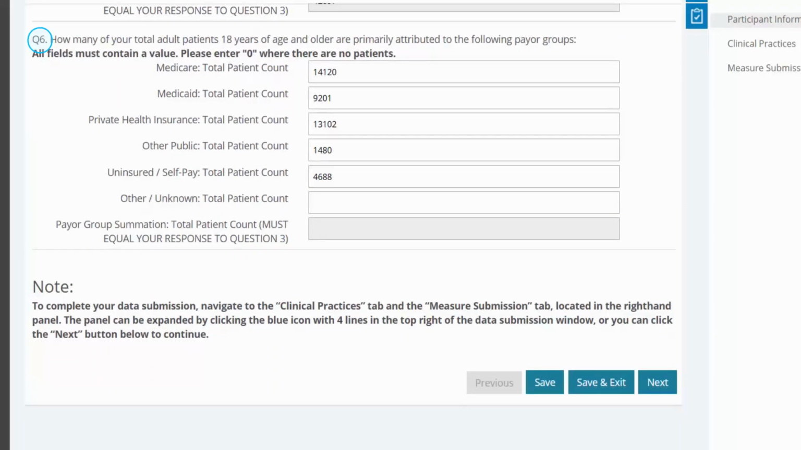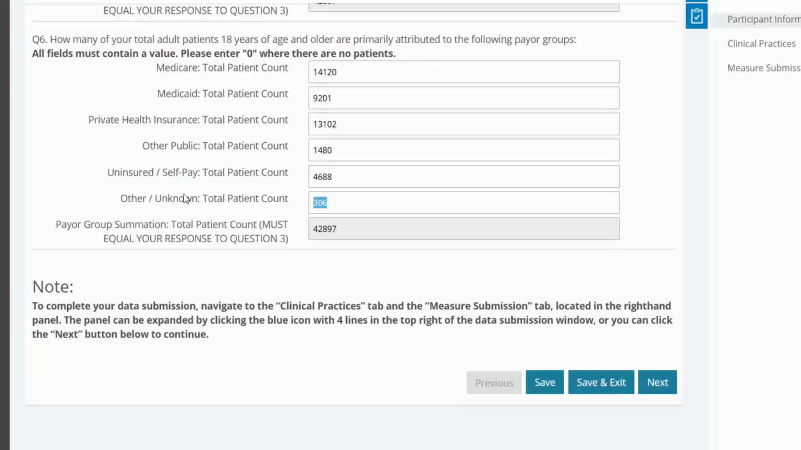For question 6, take your total adult patient population given in question 3 and break it down by the patient's primary payer. Not sure which group is considered your patient's primary payer? Use the guidance on the last page of the data collection worksheet for questions. Here's the data that I have for providers and payers. If you're still not sure on some patients' payer groups, put them under the other unknown category. Once all the fields are filled in, an automatic total of what you have entered populates in the gray box at the bottom. This box must equal your answer to question 3.